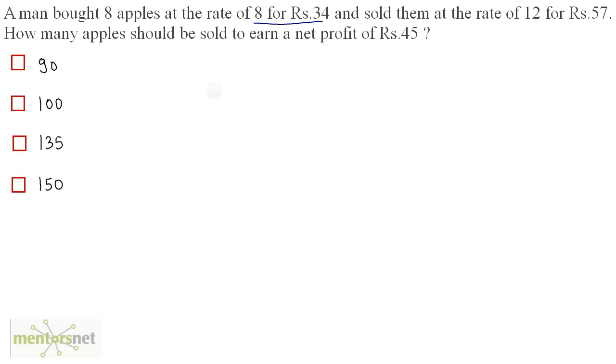Now we have been given the cost price of 8 apples, which is 34 rupees. So we can find out the cost price of 1 apple. The cost price of 1 apple is equal to the cost price of 8 apples divided by 8. So 34 divided by 8, and that is equal to 4.25. Now we have the cost price of 1 apple.